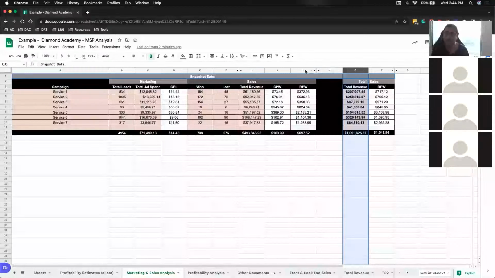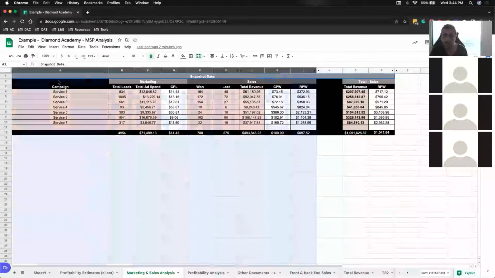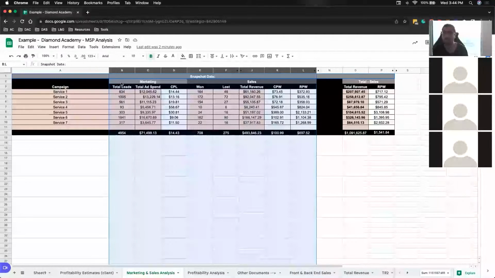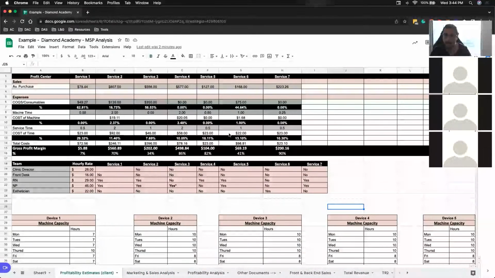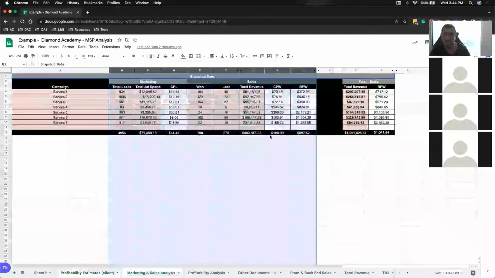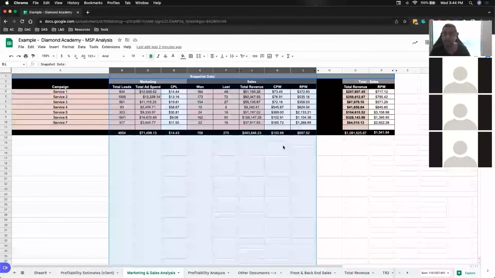But without a doubt, at least understanding this front-end component is really one of the most important pieces to navigate the weeks and the days that go by as we're running these campaigns. So far we've spoken about profitability estimates here. So all of these are estimates. And right here, we've calculated the actual data.